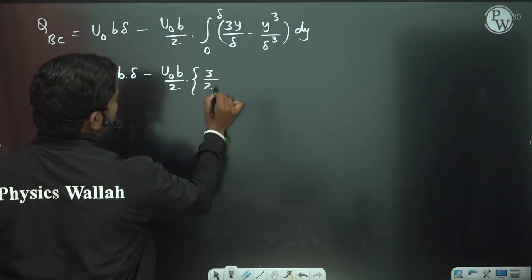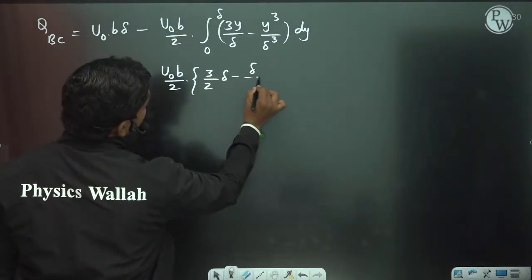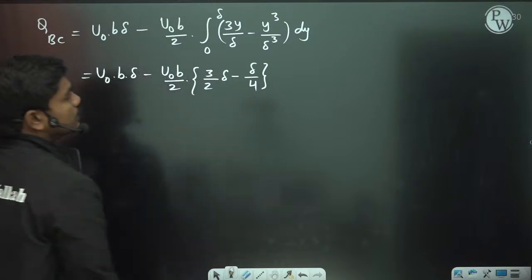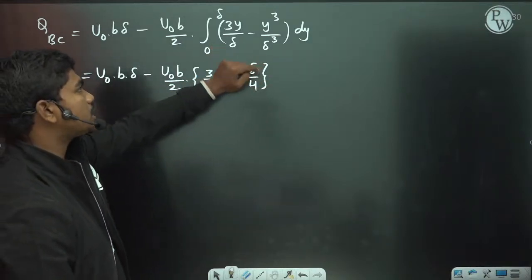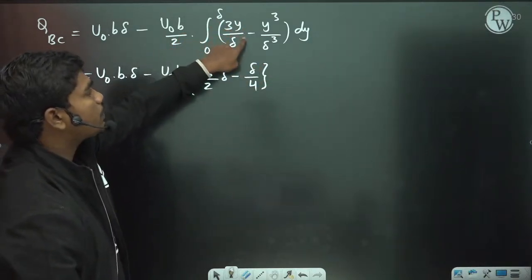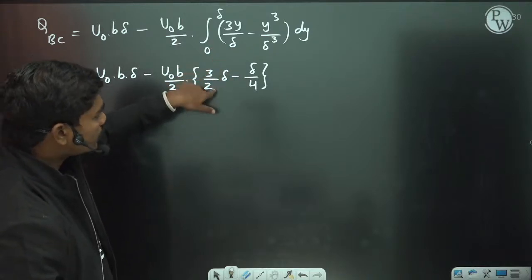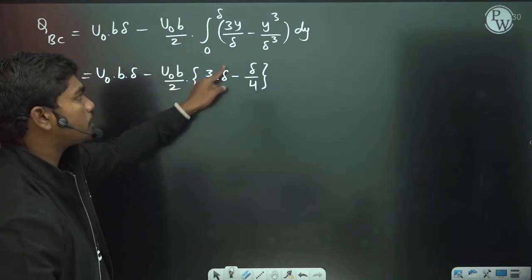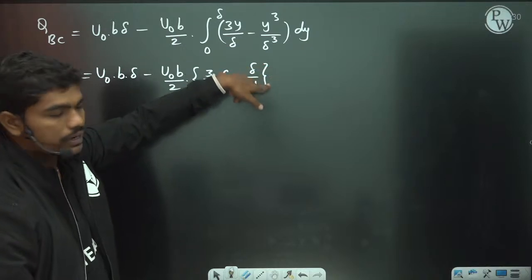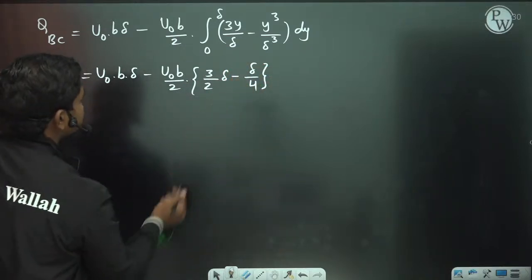So you have 3 by 2 times delta minus delta by 4 if you simplify this. Okay, so this is what you have. If you simplify this integration, 3 by delta times y square by 2, so 3 by 2 delta square by delta minus 0, so 3 by 2 delta minus. Similarly here if you simplify, you will get delta by 4, if you do the mathematical integration.